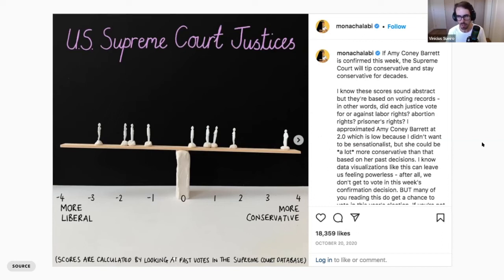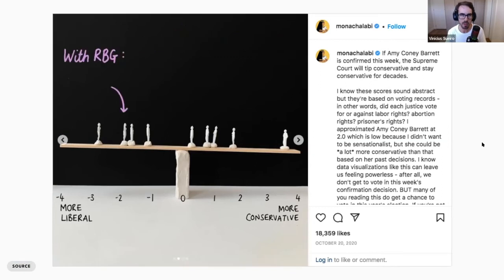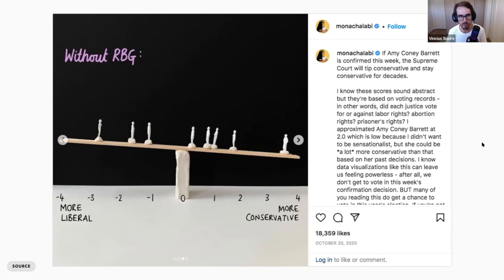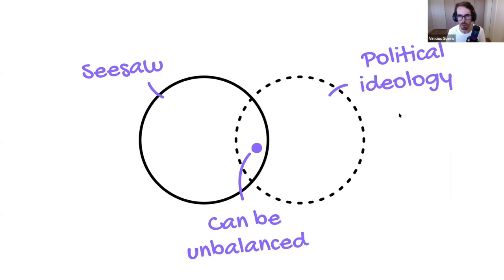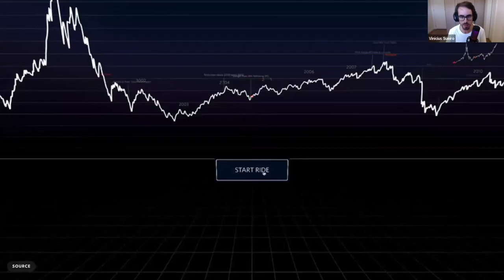And the thing is that she says, oh, this is the Supreme Court with this person. If we remove that person, it kind of tips a bit. But if we add this new person, then it completely imbalances the court in a political sense. So again, political ideology using this kind of seesaw metaphor, because they both can be unbalanced.